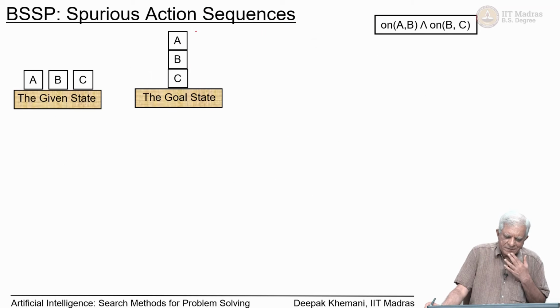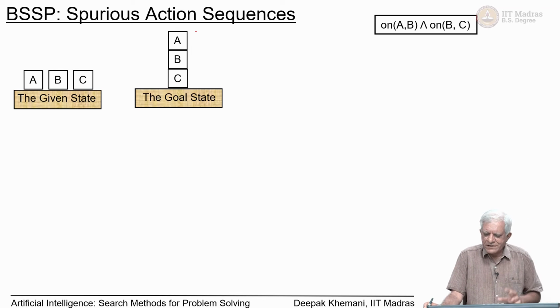So, here is a tiny example. The given state is on the left hand side, there are 3 blocks A, B, C all on the table, and the goal state is a simple state that B must be on C and A must be on B essentially. Which is of course described on the top right, you can see as a goal description.